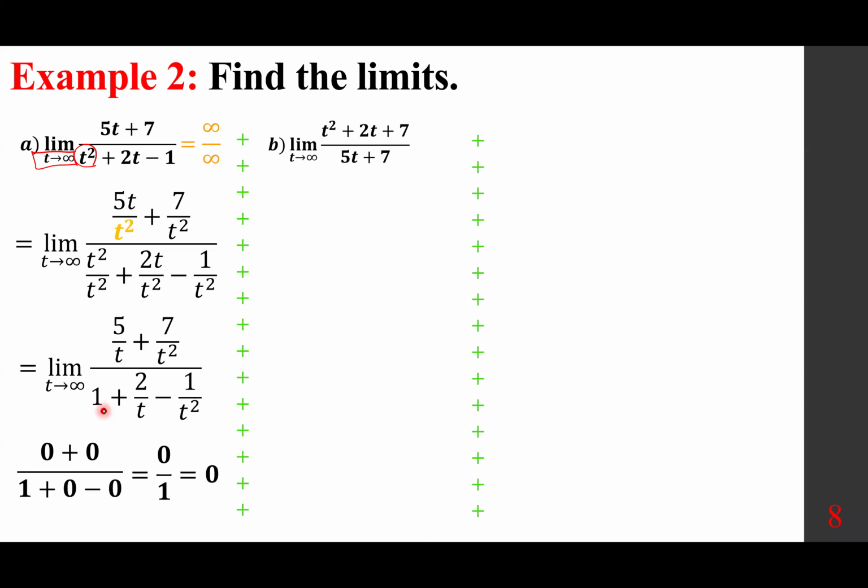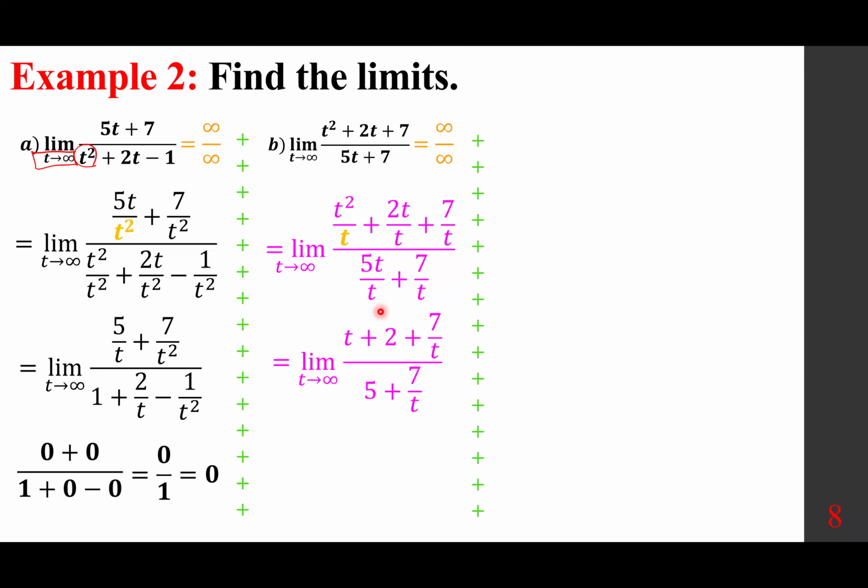What about this one? Same manner. First of all, if you plug in, you get infinity over infinity. Secondly, you're dealing with a rational expression. t is approaching infinity. The technique is to divide by t. So we're going to divide by t, and we're going to simplify. So we simplify each fraction.